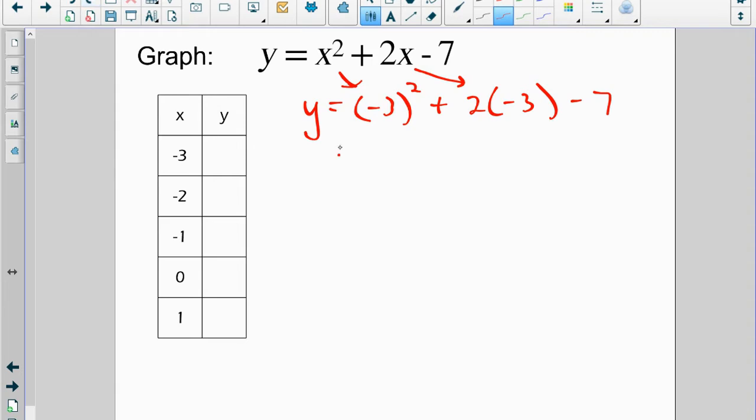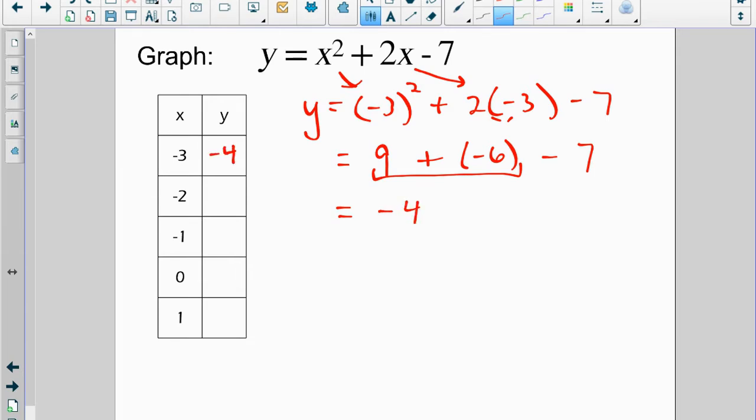All right, so now it's time to evaluate. You could do this on a calculator, but I don't want to pull that up on the screen, so I'm going to do it the old-fashioned way and go one step at a time. -3 squared is -3 times -3, so that's 9. 2 times -3 is -6. So I get 9 plus -6 minus 7, which is the same as 9 plus -6, that's 3, and 3 minus 7 is -4.